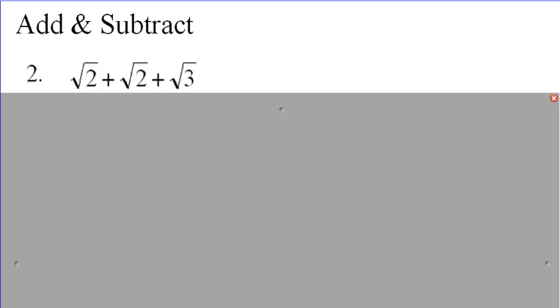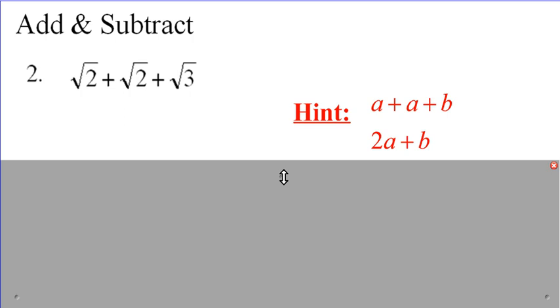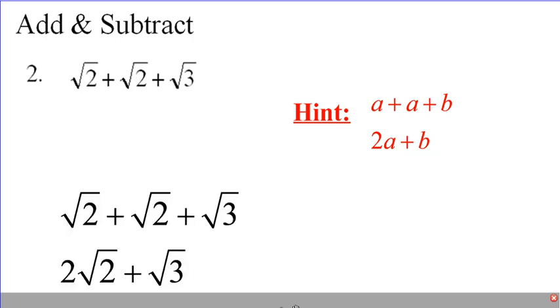For number 2, we've got square root of 2 plus square root of 2 plus square root of 3. If we want to relate it to a simpler problem, I can think of a plus a plus b. I have 2 a's and a b, so that would simplify to 2a plus b. Well, here, my like terms would be the square roots of 2. I have 2 of them and only 1 square root of 3. So my simplified answer should be 2 square roots of 2 plus the square root of 3.